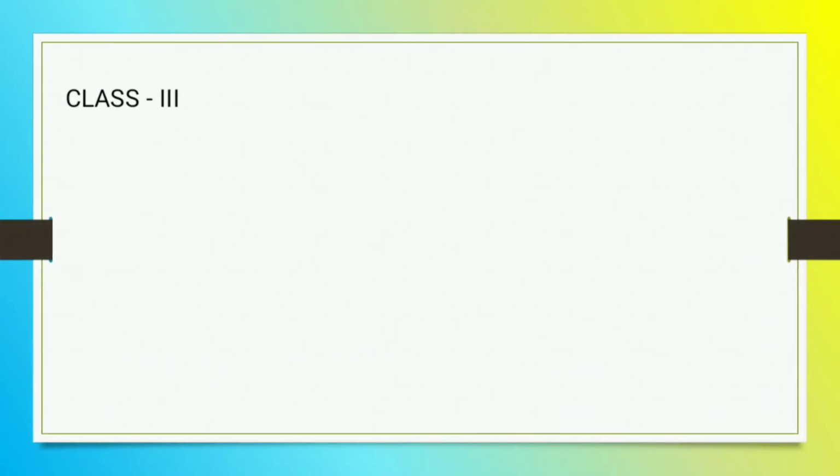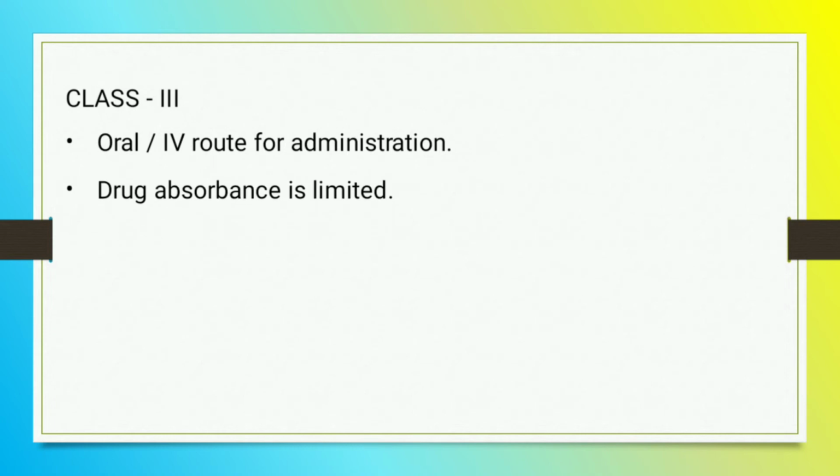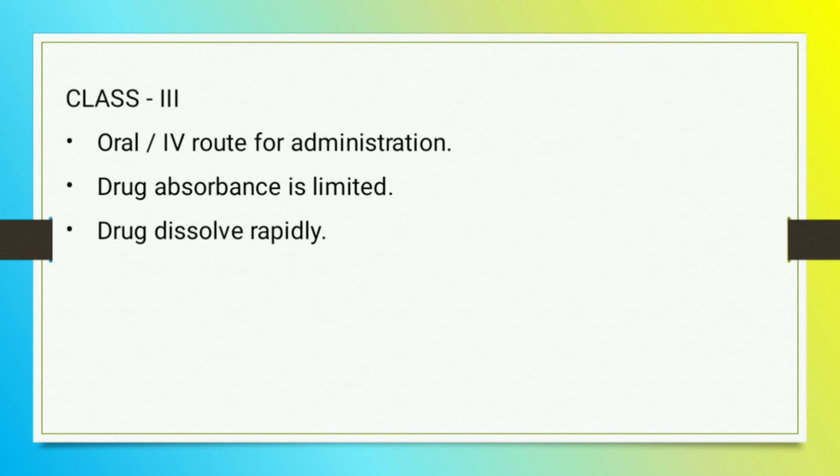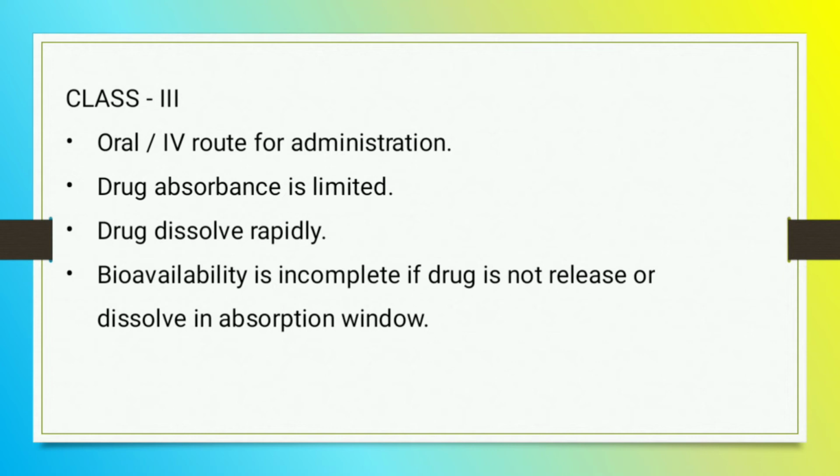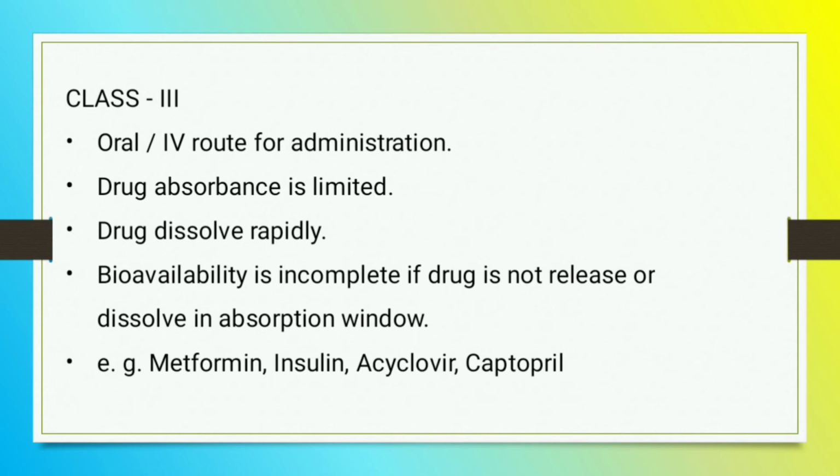Now moving to class 3. Again, they can be used by oral or IV route for administration. Drug absorption is limited, the drug dissolves rapidly and bioavailability is incomplete for class 3 drugs. And the examples are metformin, insulin, acyclovir and captopril, right?